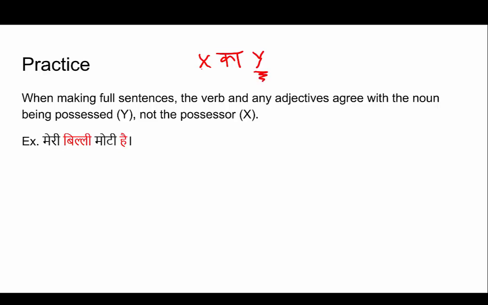Let's take a look at this example. Meri billi moti hai. So there is an adjective in the sentence, moti, and the verb is hai. Both of them are agreeing with billi, which means cat, because billi is a feminine noun, and singular in this case. And so we use moti, the ee ending adjective, as well as hai, since it's singular. We would not tailor the adjective or the verb to agree with main or meri.